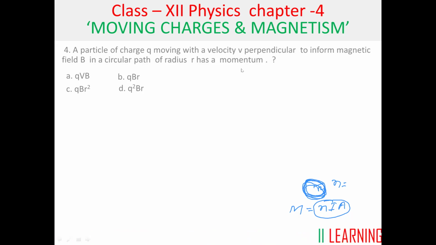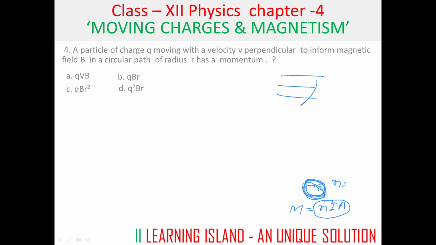Any electron, you see, suppose this is some magnetic field or electric field, an electron is coming here and it starts moving in a circular direction. If it is a circular path of radius r, it is moving with the velocity v, and it is in a magnetic field. The magnetic field is B.